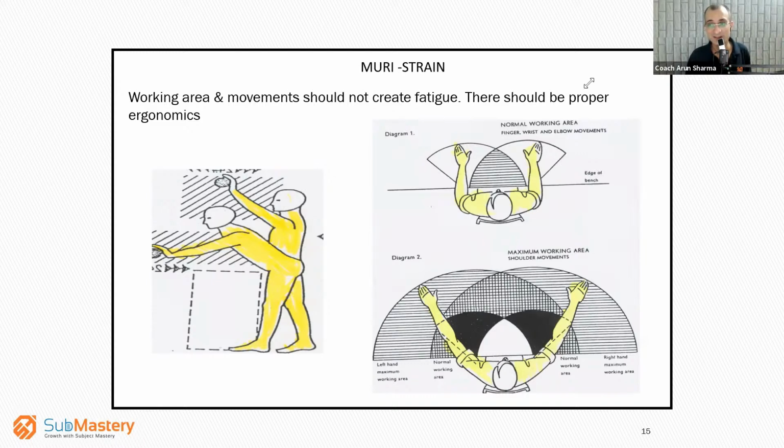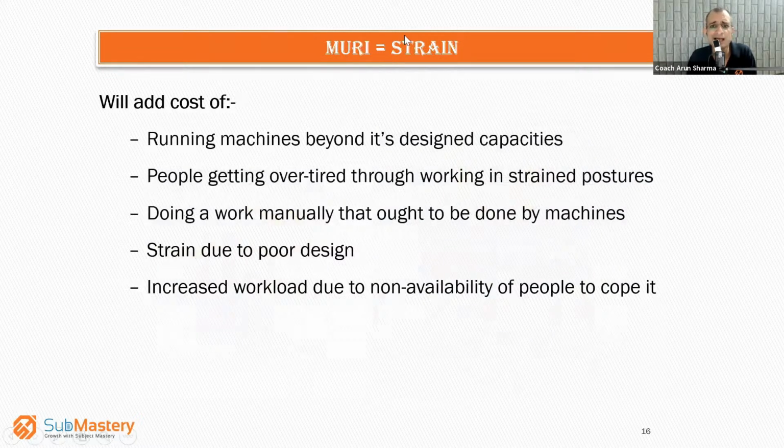A lot of these small improvements need to be done, because at the end, if the operator has a lot of fatigue, it will result in low productivity, which will result in higher defects. I hope you got it and loved this activity. You understood the concept of Muri, to reduce the strain. If there's Muri, it will add cost to machines. We have a design capacity, and we are putting too much strain. People get overtired, working in a strained posture. You don't want them in a strained posture, right? That's the reason.